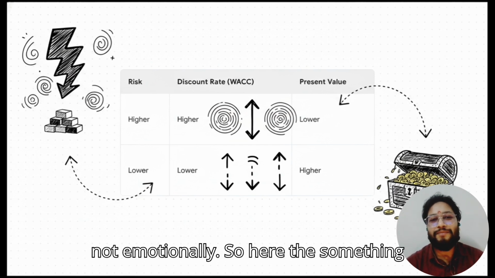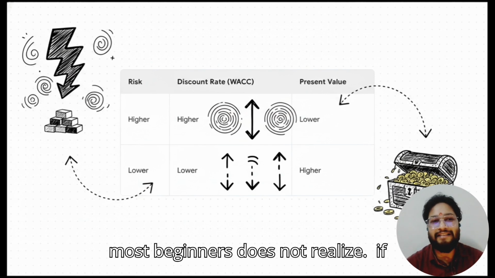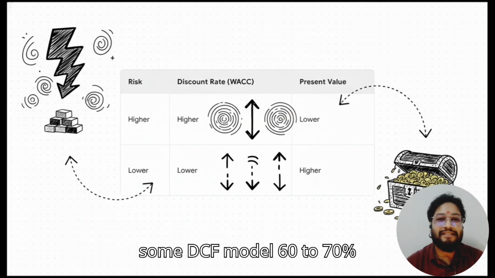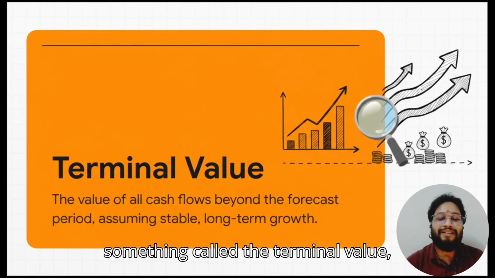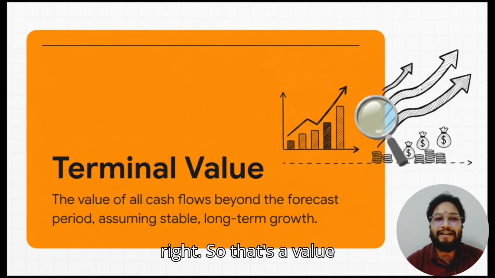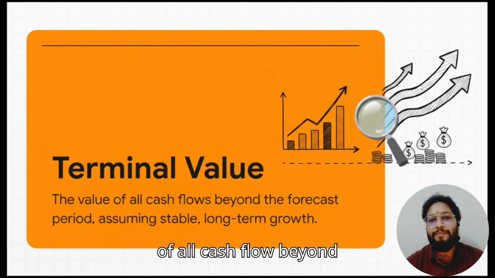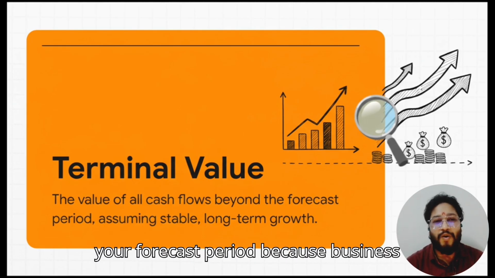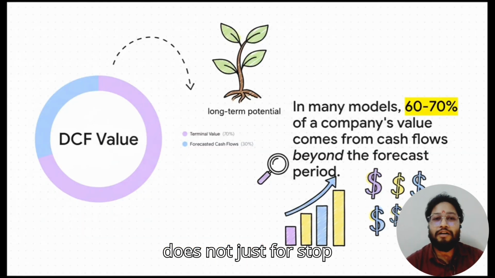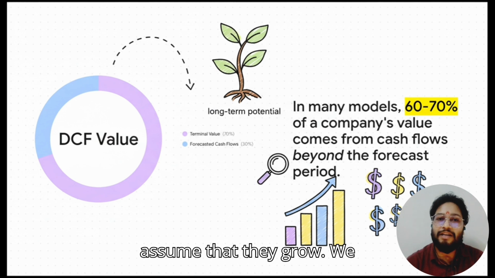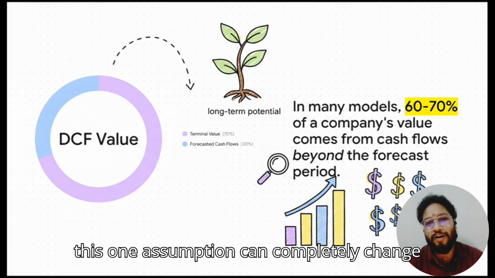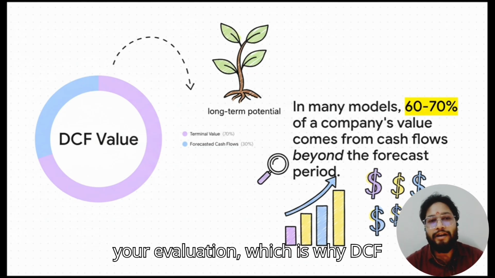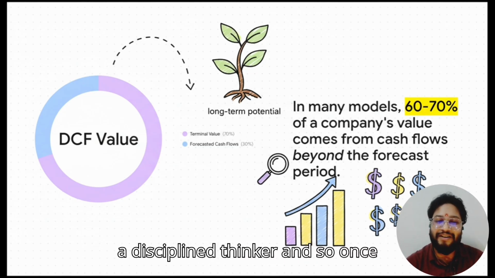Here is something most beginners do not realize. In a DCF model, 60 to 70% of a company's value comes from something called the terminal value, right? That's the value of all cash flows beyond your forecast period, because a business does not just stop after 5 years. We assume that it grows at a stable long-term rate forever, and this one assumption can completely change your valuation, which is why DCF is not just math. It is disciplined thinking.